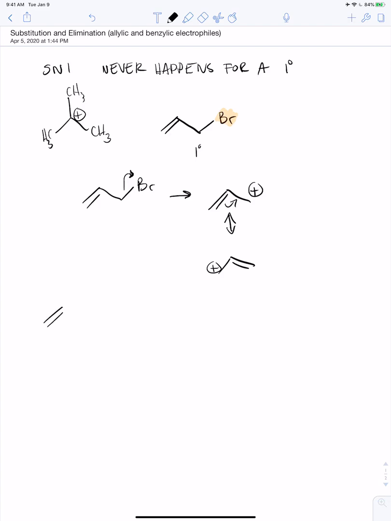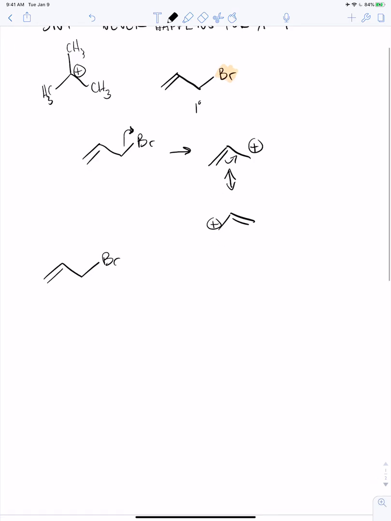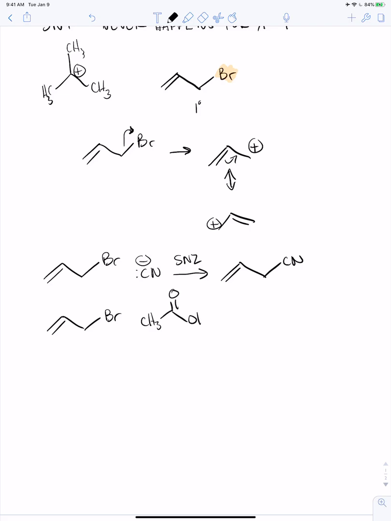And so this is a case, again, where in the last video we saw this for secondary. If I try and use a nucleophile that's good, this will go through SN2. But if I use a nucleophile that's bad, so for example, if I use acetic acid, this is going to go through SN1. So it can go through either.